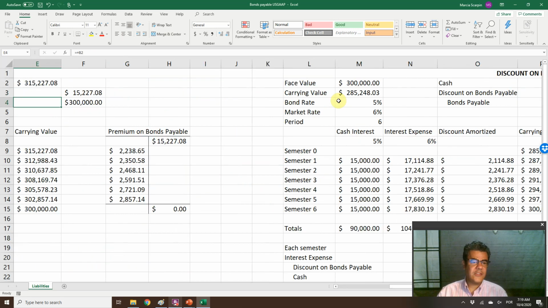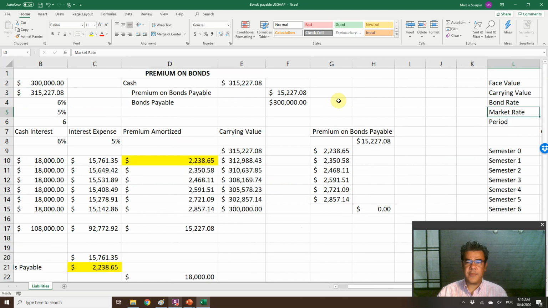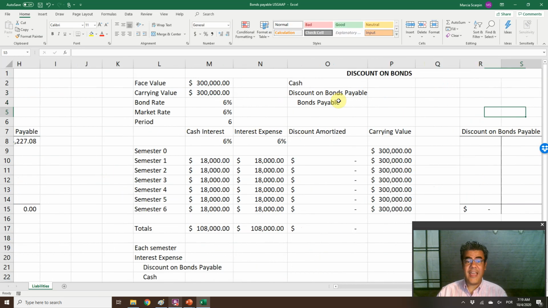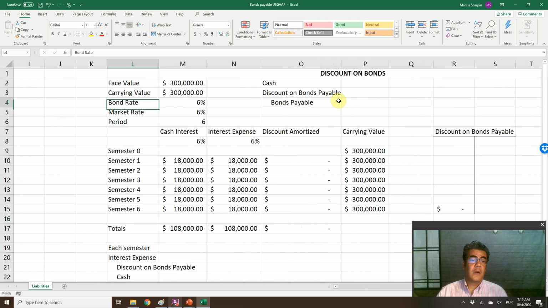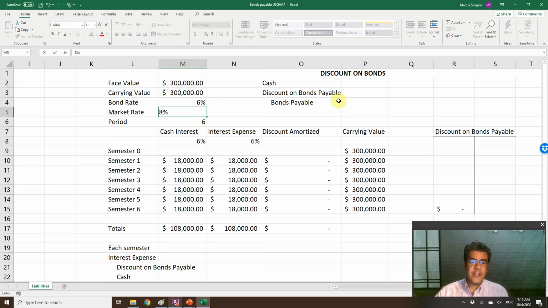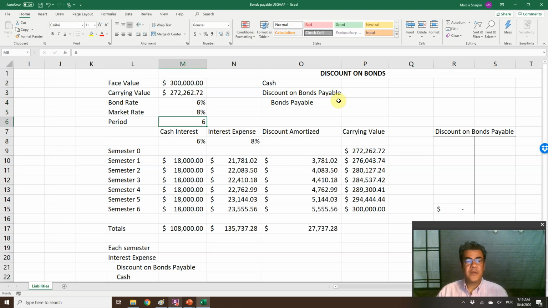What about a discount? So let's change here to be the same as yours. Our bond rate remains 6. However, when we have the same number for bond and market rate, we have no premium or discount. The face value will be the same number as the carrying value. So let's consider now our market rate is 8%. So we have a discount here.